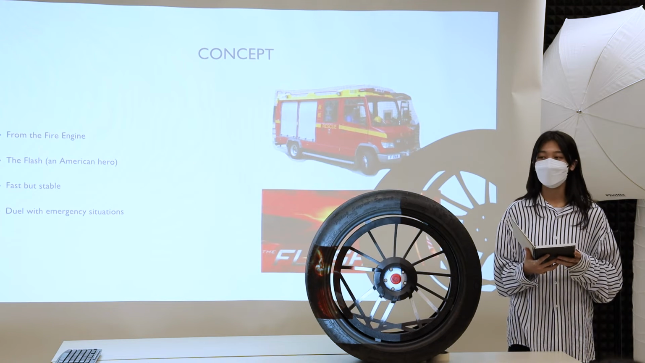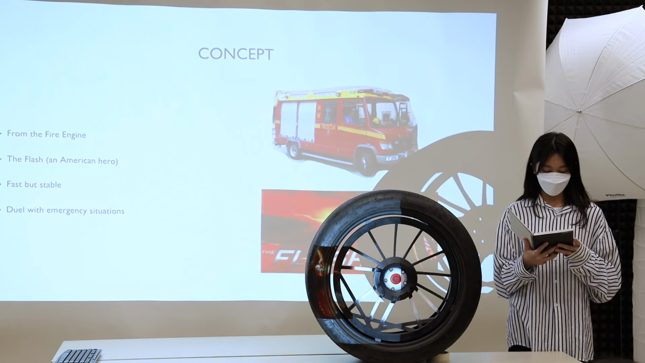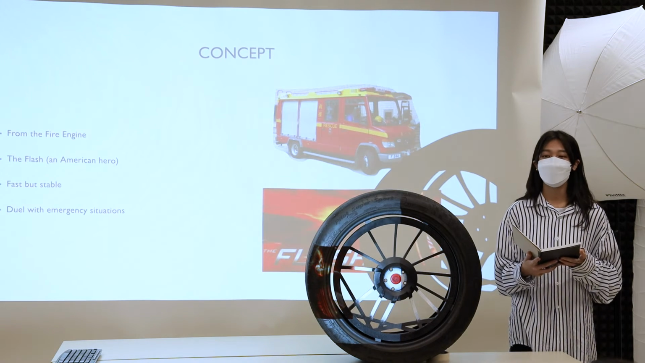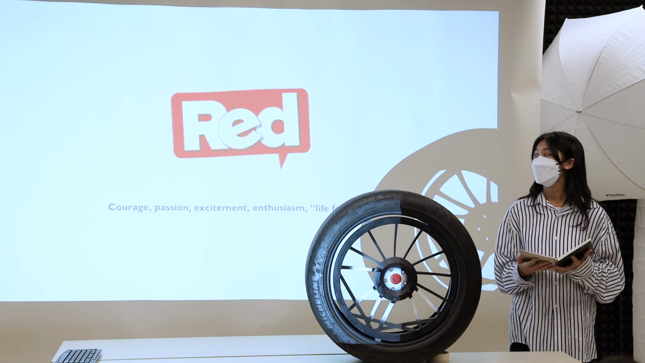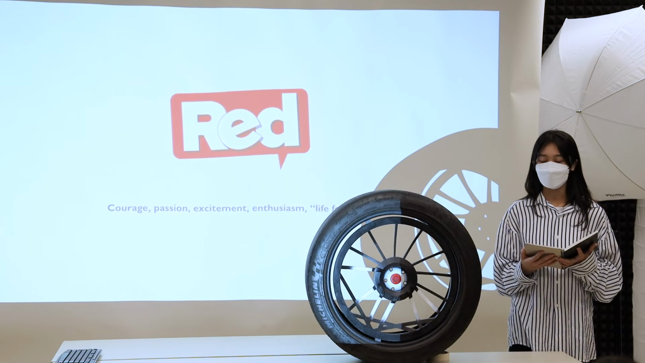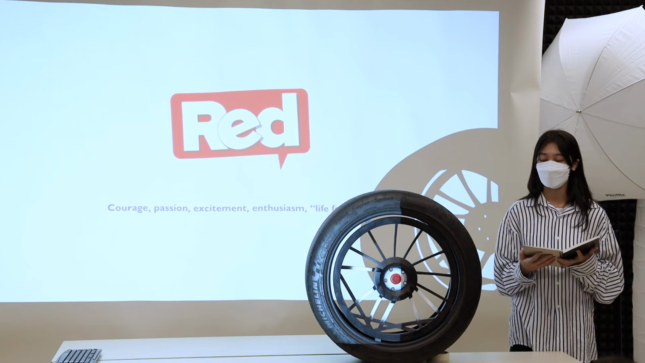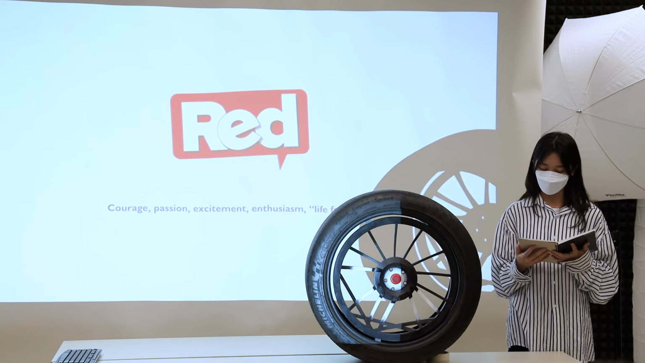While Fireman reminds me of the Flash, who is a hero in the American film, and both of them are fast but stable due to the need of dealing with emergency situations. Next. The color red, which is their common feature, represents courage, passion, excitement, enthusiasm, and life force. These are the characteristics that I want to put into my wheel design.